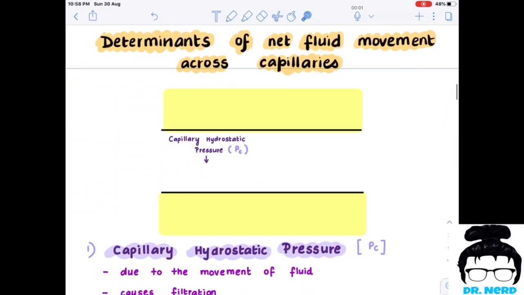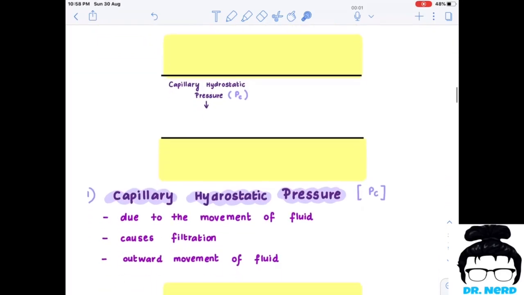Now, let's talk about the determinants of net fluid movement across capillaries. To begin with, let's talk about the first pressure that acts inside the capillaries. Its name is capillary hydrostatic pressure. From the name itself, the capillary hydrostatic pressure is due to the movement of fluid. Hydro, fluid. So, it is due to the movement of fluid. This capillary hydrostatic pressure, as you can see in the diagram, is acting in this direction.